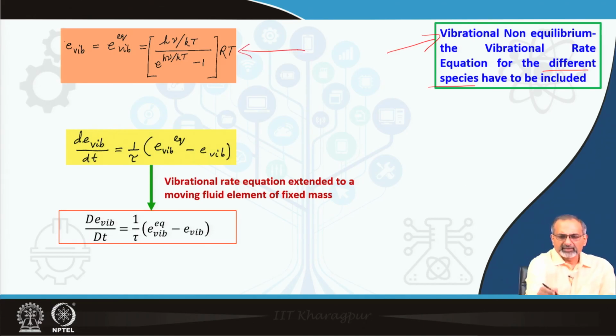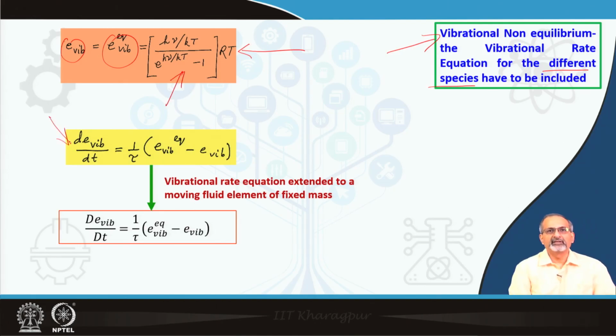We know that under equilibrium, the E vib as well as the E vib equilibrium term essentially gives you the same expression. However, under non-equilibrium, we end up solving this ordinary differential equation, which is the vibrational rate equation. Now, this vibrational rate equation, if extended to a moving fluid element, would involve the substantial derivative, and essentially there is no other change in the equation apart from the substantial derivative coming into the equation.